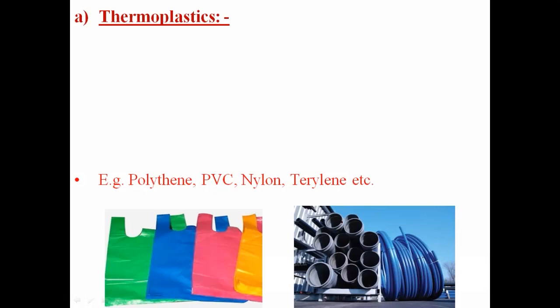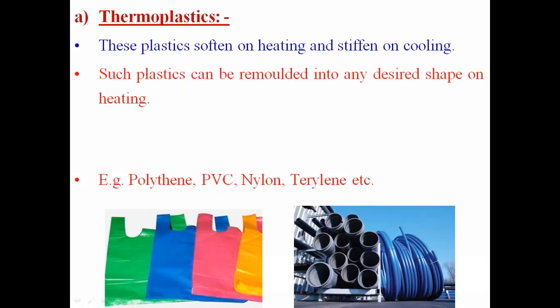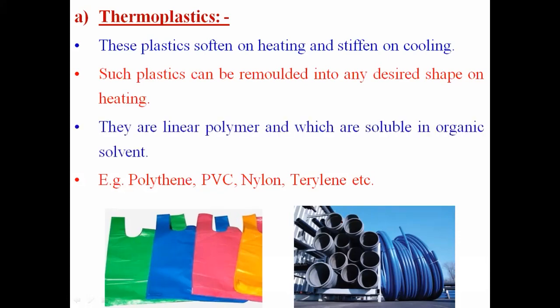Now, what is the property of thermoplastic? That thermoplastic can soften on heating and stiffen on cooling. त्याला आपण हीट केलं तर ते सॉफ्ट होतात, मऊ होतात, आणि कूल केलं कडक होतात. स्टिफन मीन्स कडक होतात. Thus, this is the property. Plastics can be softened on heating and stiffened on cooling. Such plastics can be remolded into many desired shapes. त्याला आपण remold करू शकतो. Then they are linear polymers and which are soluble in organic solvent. This is again property. They are easily soluble in organic solvent and they are the linear polymers actually.